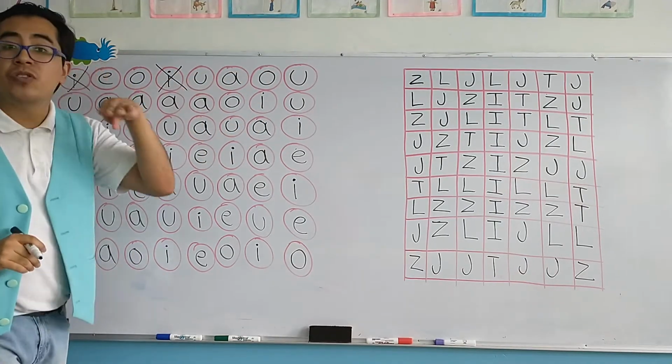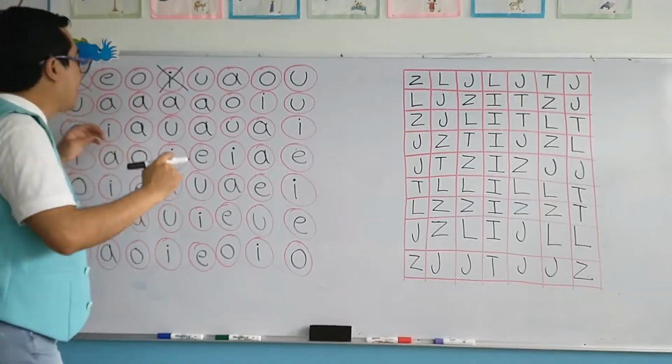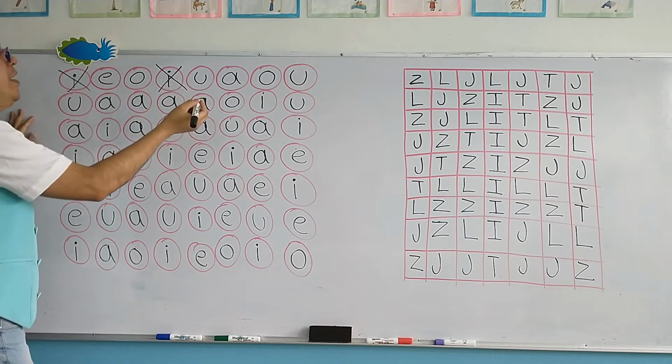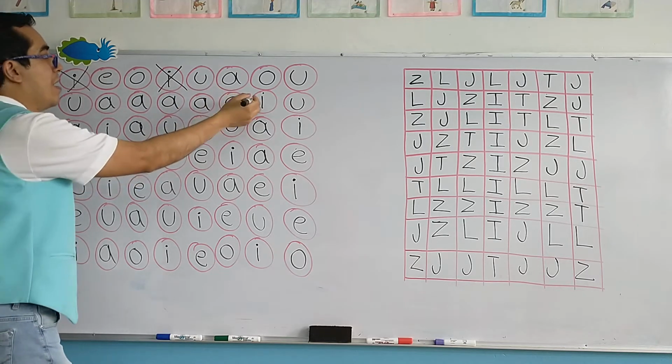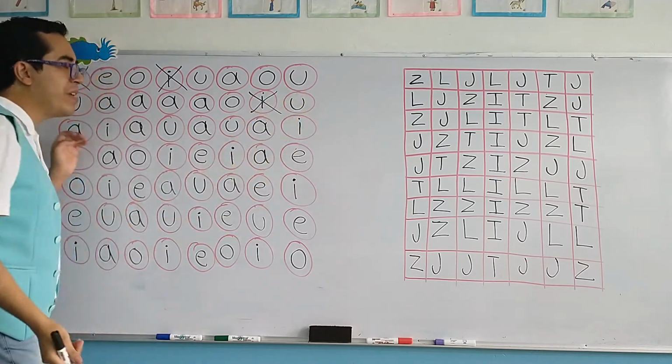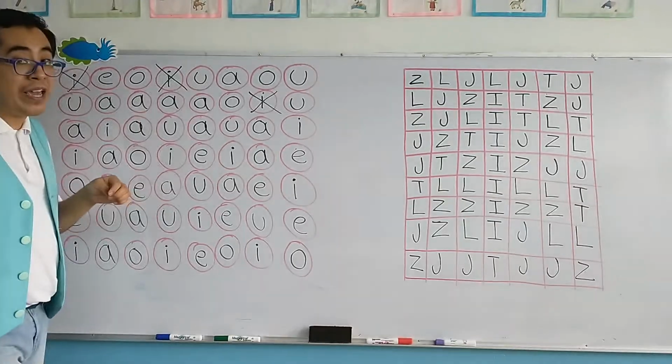Let's continue with the second row. Segunda fila. A, letter A, letter A, letter A, letter A, letter O, letter I of island. Letter U, that's not important, that's for later.